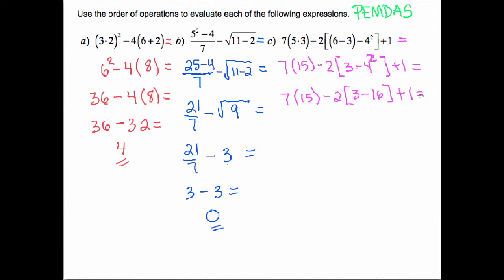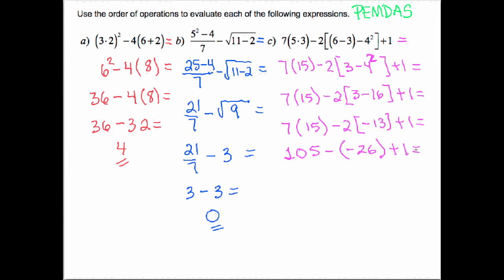And I still have parentheses to work with, so I'll go ahead and continue to work with them. We have 7 times 15 minus 2 times, and we have 3 minus 16, which is negative 13, plus 1. Now, as I look from left to right, I'm going to multiply before I subtract or add. 7 times 15 is 105, minus, and I have 2 times negative 13, which is a negative 26, plus 1.